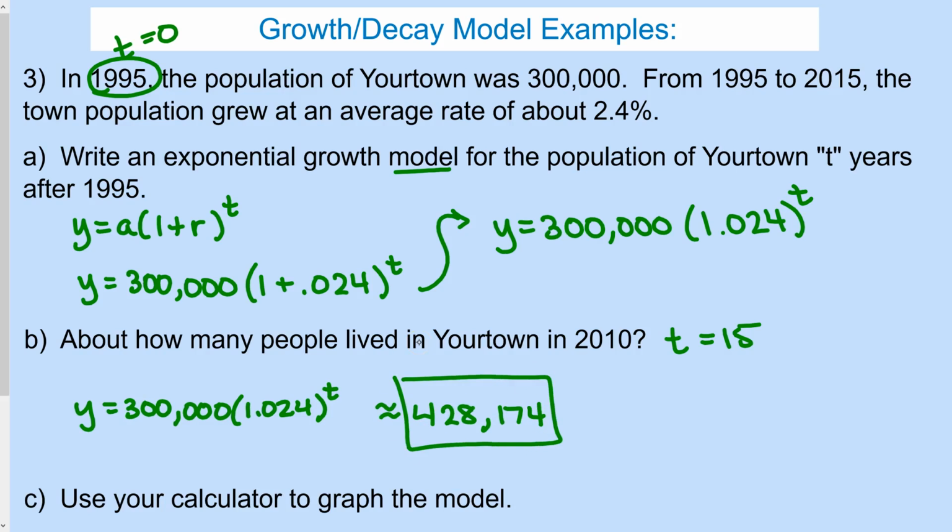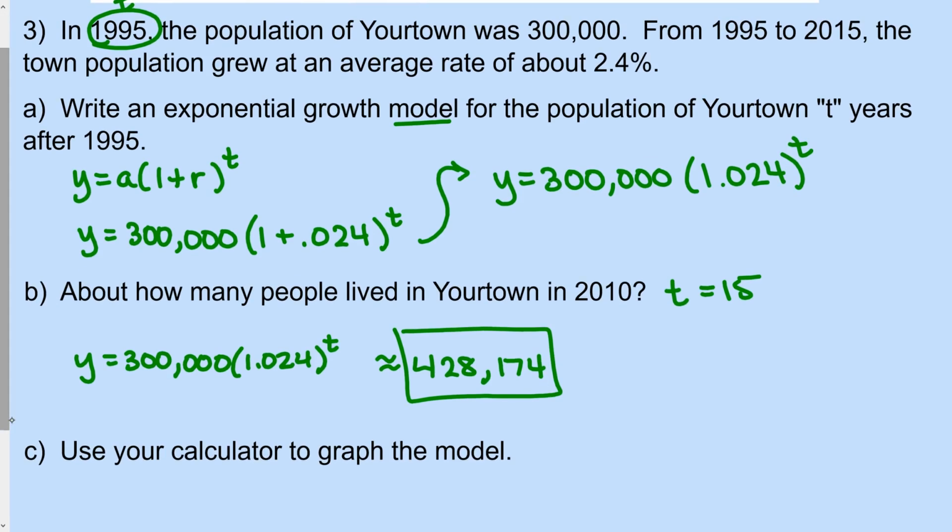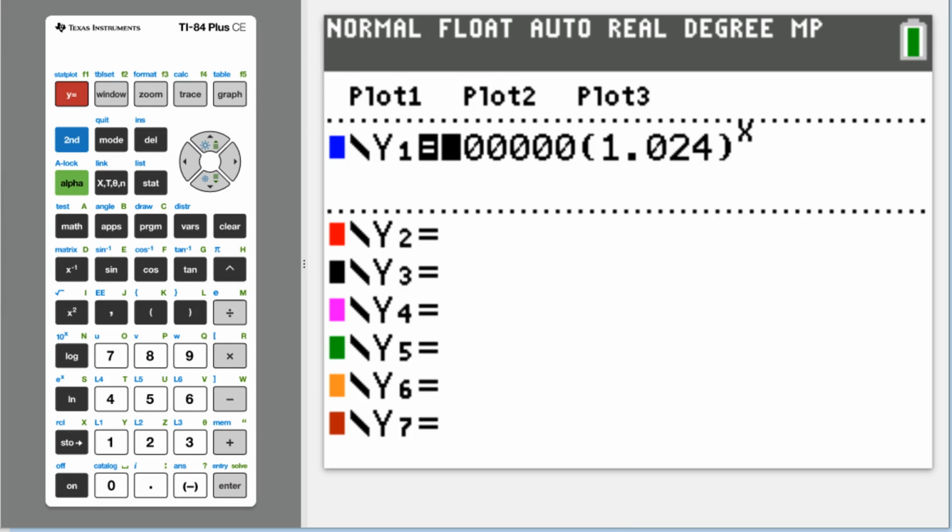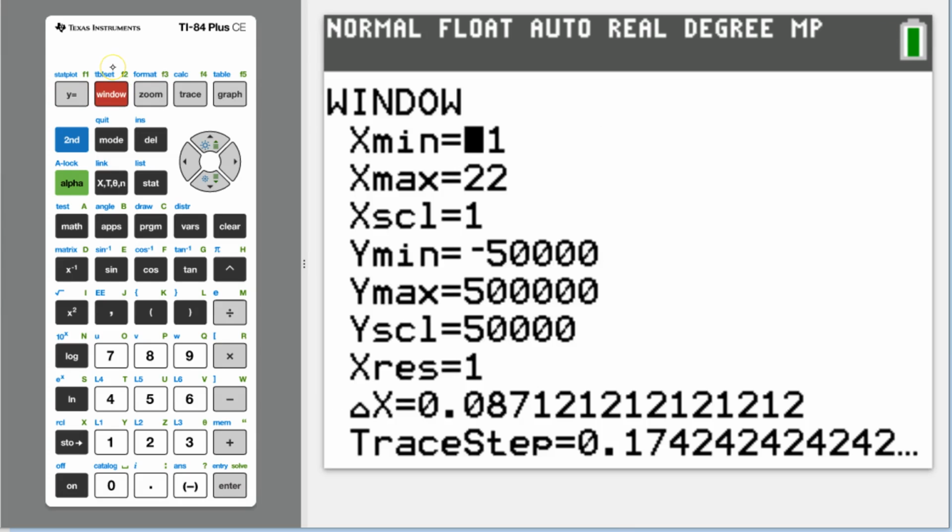And then finally it says, use your calculator to graph the model. Okay, so we type the equation into the calculator, and then we have to set a good window. We've done this before where we've used our calculator to model things. We have to know about the model in order to determine a good window in order to see the graph. So for the window, the x values are the time.